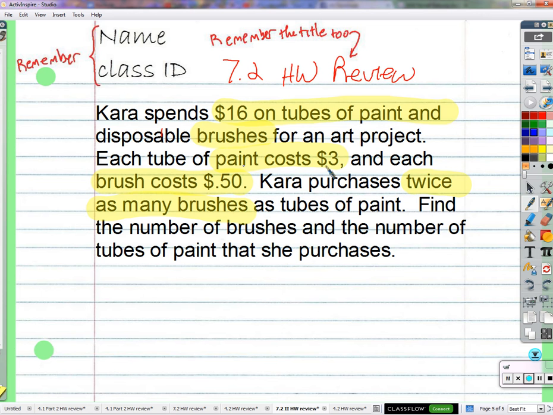Each tube of paint costs $3. If I were in the store, the sign above that tube of paint would say $3. One brush costs 50 cents. So if she bought a tube of paint and a brush, how much would that be? One tube of paint and one brush would be $3.50. If she were to buy two tubes of paint and a brush, how much would that come to? $6.50.